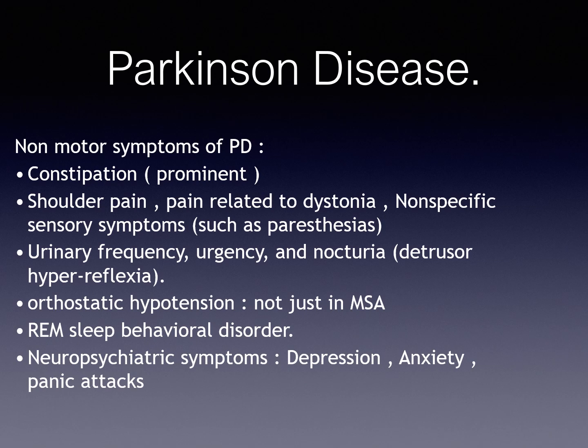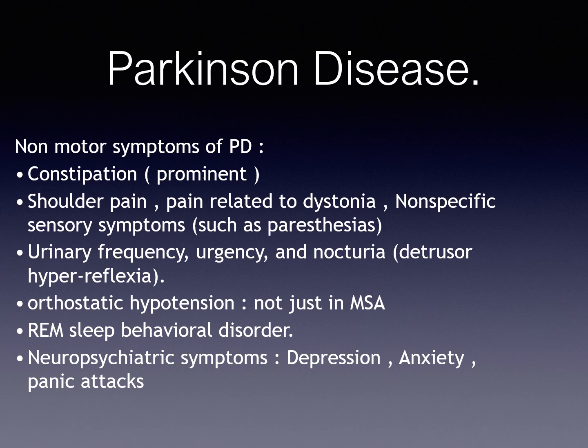Other features that can be seen in Parkinson's disease, non-motor features, include constipation, which can be early on and can precede the diagnosis of Parkinson's disease. Shoulder pain or pain related to dystonia, non-specific sensory symptoms like paresthesias, urinary frequency or urgency and nocturia can be seen also due to detrusor hyperreflexia. Orthostatic hypotension can be seen.